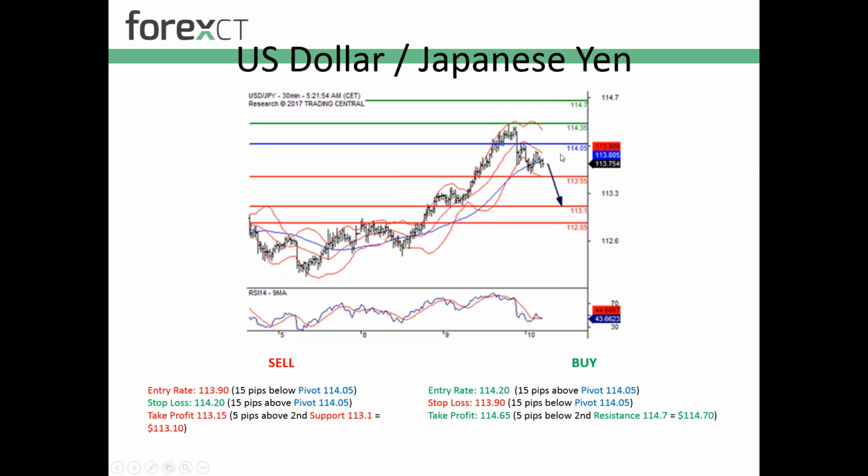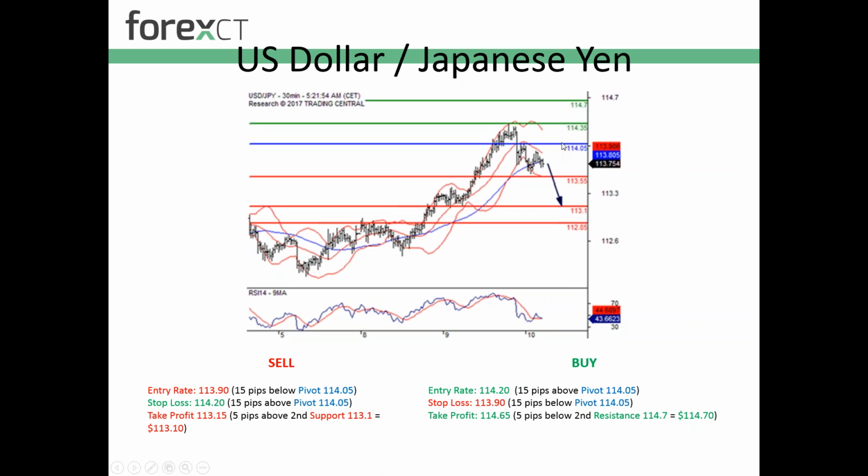So what you do is you're going to again set two dormant market entry orders. The first one is going to be a sell, and you're going to do that 15 pips below the pivot. So that would be the entry order at which you would execute and start trading if there was enough movement away from the pivot, at $113.90.